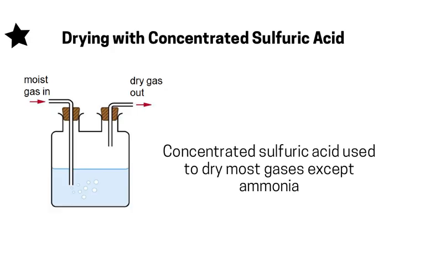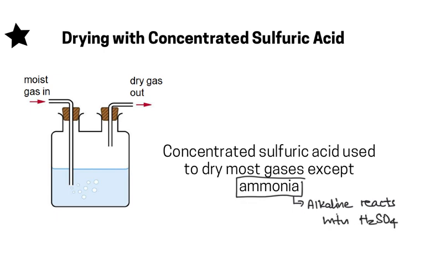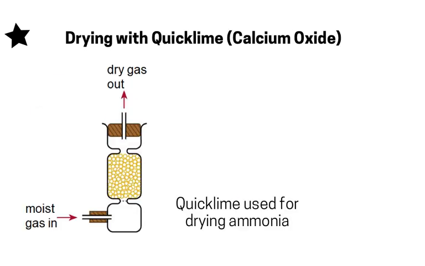Concentrated sulfuric acid is a very good drying agent that can be used to dry most of the gases except for ammonia. Ammonia is an alkaline gas, so it reacts with concentrated H2SO4. Therefore, this method cannot be used to dry ammonia gas. If I want to collect and dry ammonia gas, what can I use? The only way is to use calcium oxide, which is a base. It does not react with ammonia, which is alkaline in nature.